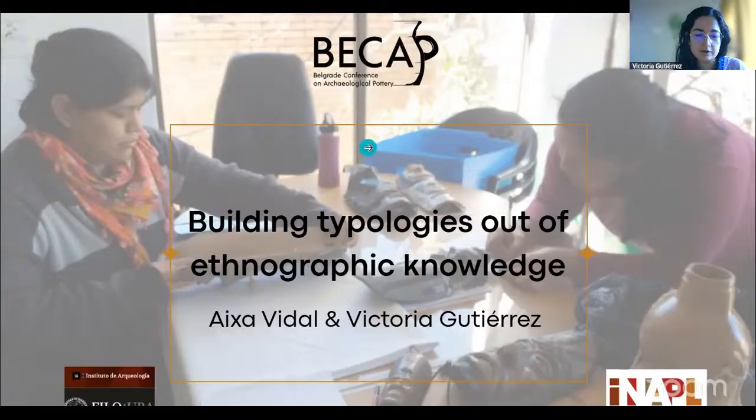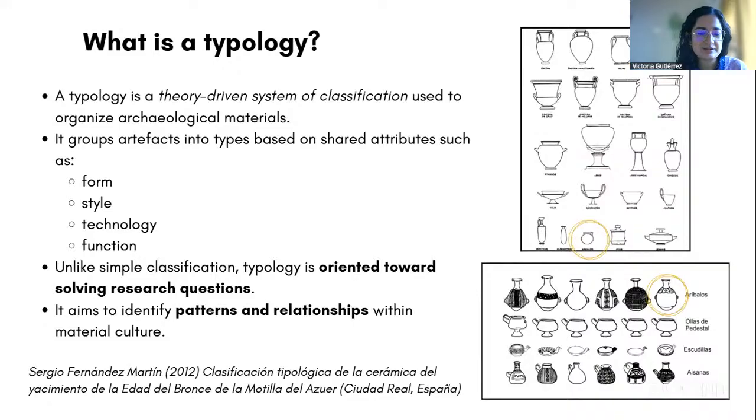So we have seen that a typology is one of the most common analytical tools in archaeology. It is a theory-driven system of classification used to organize archaeological materials, and it is done according to shared attributes. These attributes include form, style, technology, or function, or even invisible aspects like Aixa has just mentioned in the case of Antofagasta.